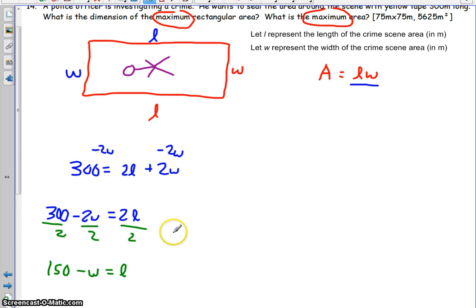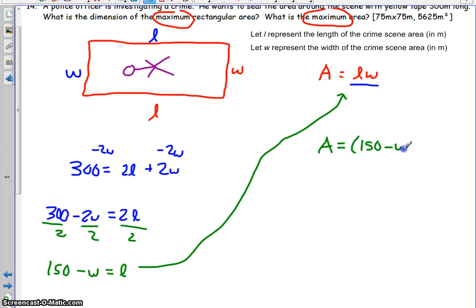With that done, I can now substitute that into my original area equation. So area is going to be equal to, instead of L, 150 minus W, times another W. Now I have an equation in factored form. What does factored form give me? Remember, I can use that to get my zeros. I can see them relatively quickly from here: W equals 150 for the first factor, and W equals 0 for the other factor.